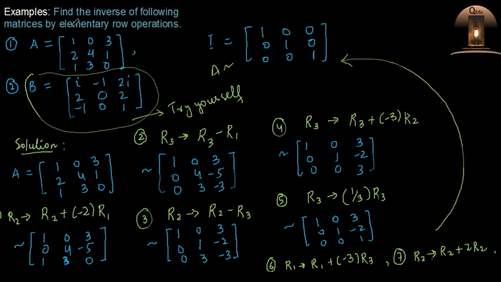So now once we obtain the inverse of the matrix A, I leave this matrix B for you. Try yourself: find out the inverse of the matrix B by applying a sequence of elementary operations to transform this matrix to the identity matrix of the same order that is given here, and then apply the same sequence of operations to the identity matrix to get the inverse of the matrix B, and then also verify whether the inverse is correct or not.